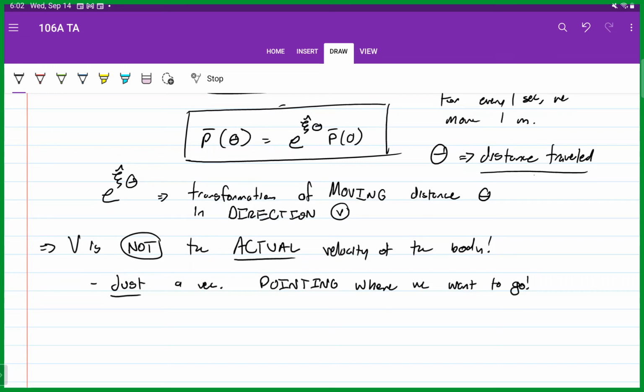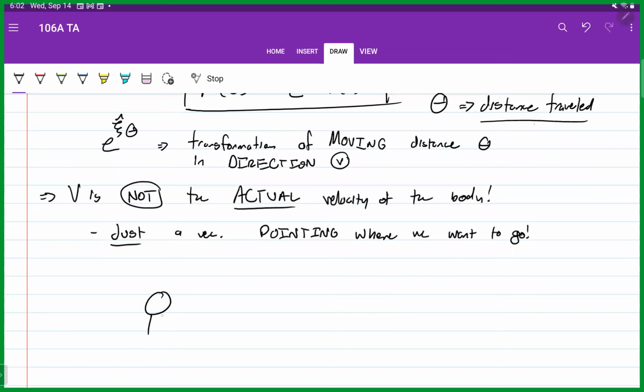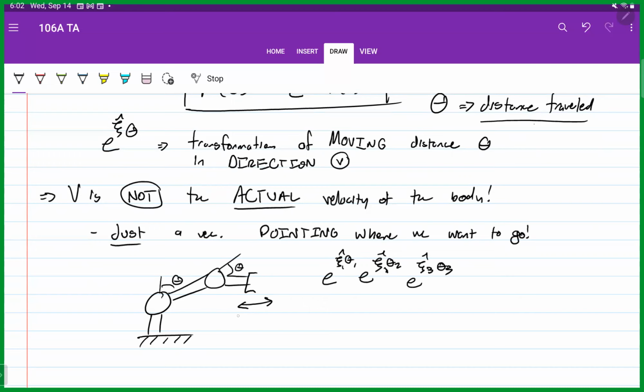Why is it that we chose to use theta? Yeah, that's really just the notation that the book uses. Because if you have a robot like this, and then you have an arm that's able to move back and forth, we're going to have an angle theta describing that. We're going to have another angle theta describing where that is relative to the previous arm. And if we want to represent everything as e to the xi hat theta 1, xi hat theta 2, and xi hat 3 theta 3, right, exactly. We just want to stay consistent with composing transformations.